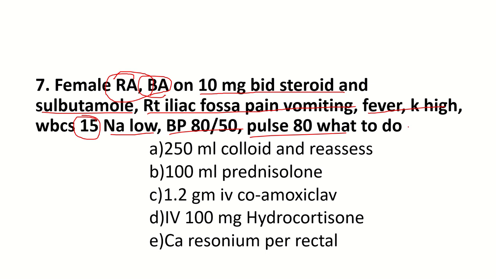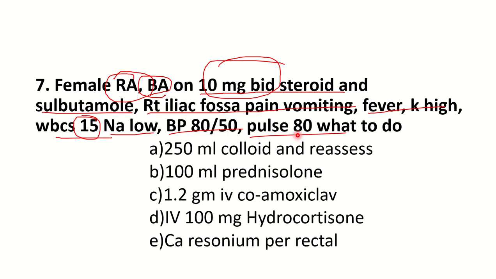What to do? So a female patient who has rheumatoid arthritis and bronchial asthma, and she is taking steroid twice daily, suddenly develops right iliac fossa pain, vomiting, fever. That means it is suggestive of acute appendicitis. And WBC count 15, that means it is infectious, so it is acute appendicitis. But sodium is low, blood pressure is very low, pulse rate 80.